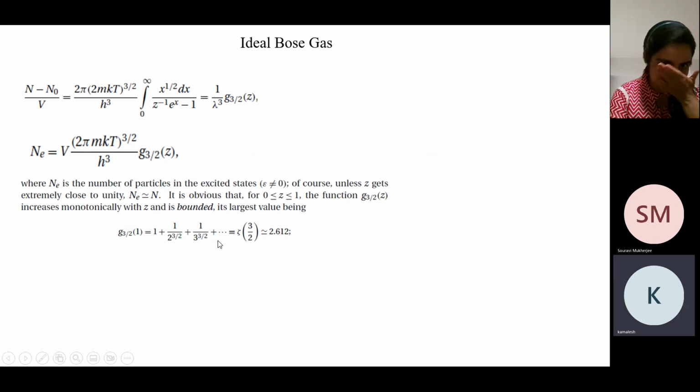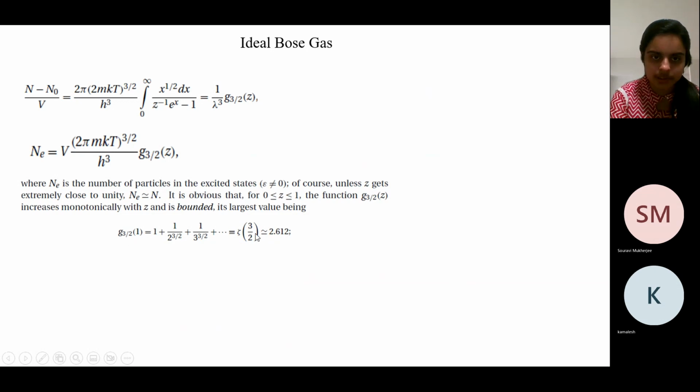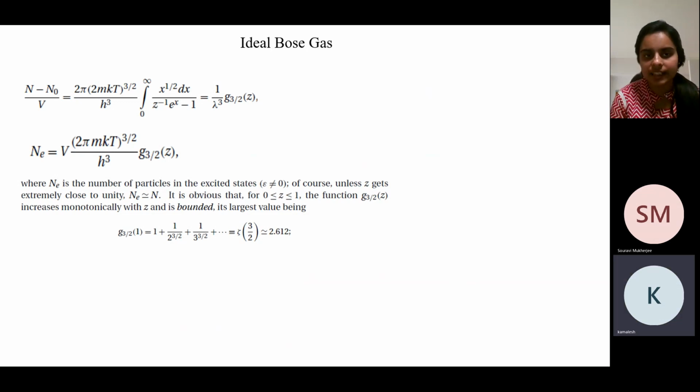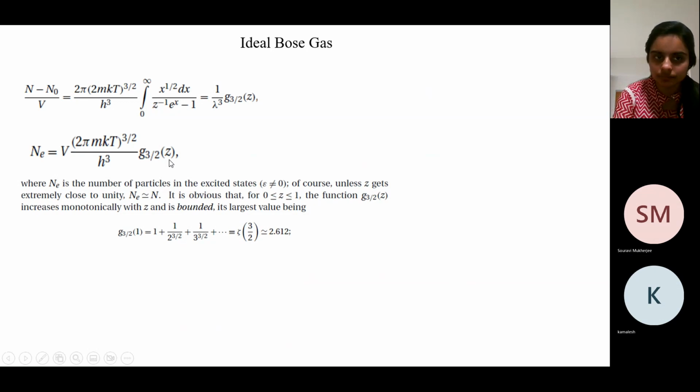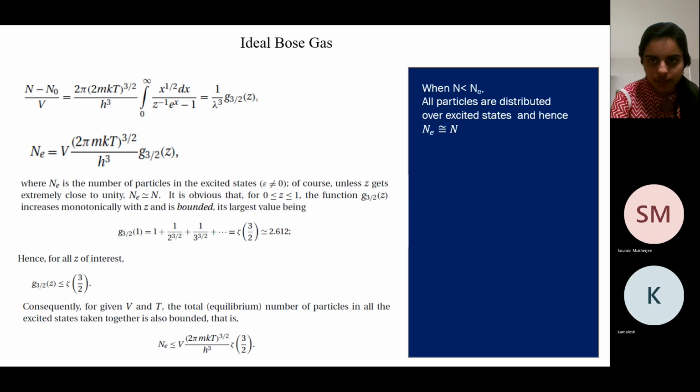Okay, ma'am. This is a series which is defined as zeta of 3 by 2, because for each value you have the power of 3 by 2, right? So this is important because now what happens when the temperature is less than the critical temperature? In that case, z becomes 1, right? So this is your normal definition of NE, right?